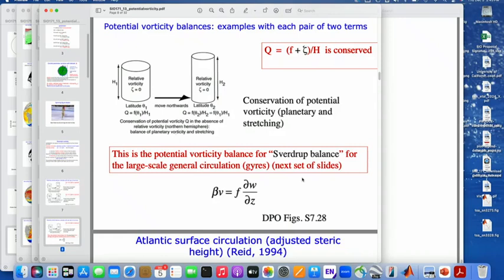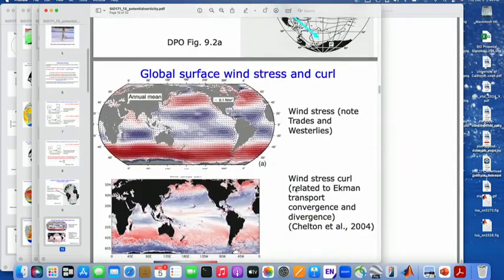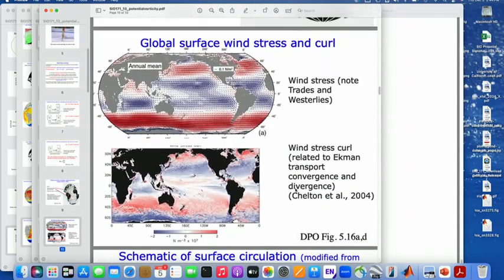This one is the approximation we use, that f over h is conserved. That's the approximation we use to then understand how the gyre works. All right, so we did this for a Sverdrup balance. You had that for one of your homework problems. Well, there's the wind stress again.